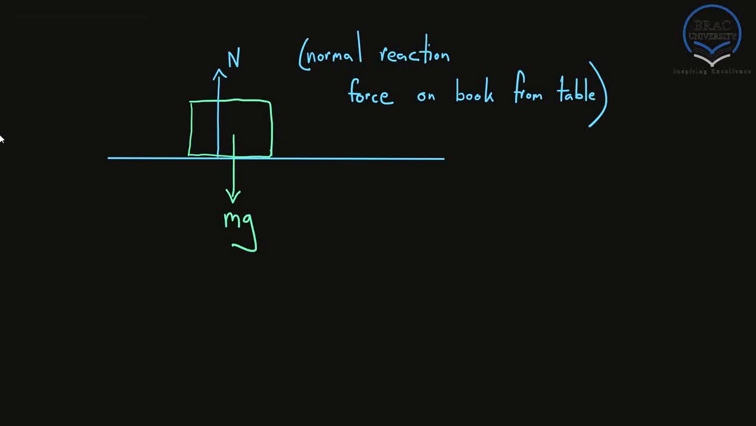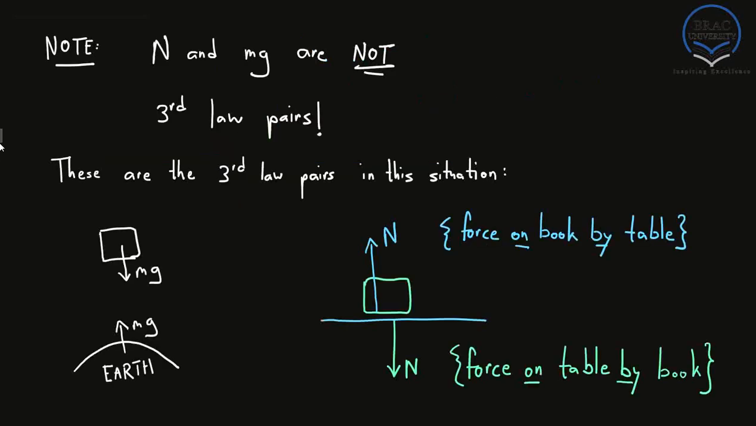And we know that there is another force called the normal reaction force. This is a force provided by the table on the book, right? And we denote it as N. Because the book is not moving up or down, we then say that in this situation, N is equal to mg. By the way, because N is equal to mg and they act in opposite directions, there is a very common misconception that N and mg constitute a third law pair, and this is absolutely not true. So N and mg are not third law pairs.